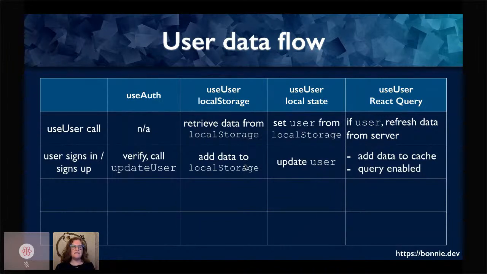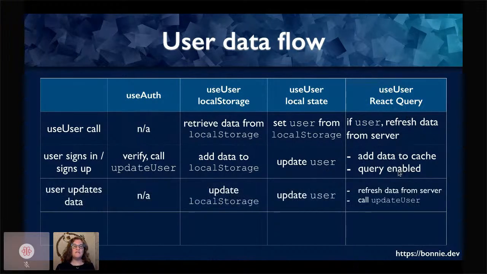Then if the user signs in or signs up, useAuth will verify the sign in or sign up, and if it's valid, we'll call that updateUser that's returned from the useUser hook, which will be responsible for adding data to the local storage, updating the user, and adding the data to the cache. Now, the query also at this point will be enabled because user will be truthy. So now useQuery will update the data from the server whenever it's triggered.